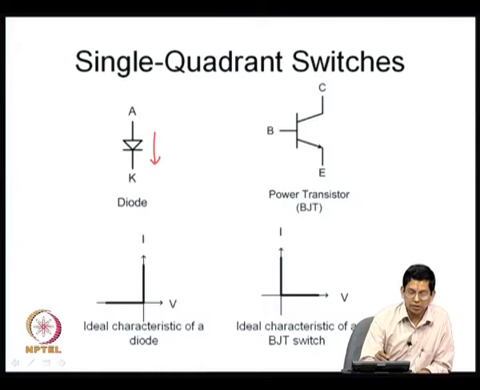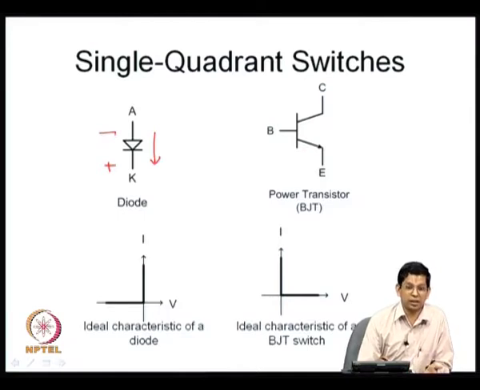And similarly, this diode, if it is off, can only block with a potential as indicated here. The cathode has to be positive with respect to the anode, otherwise the diode is forward biased and it is going to start conducting.